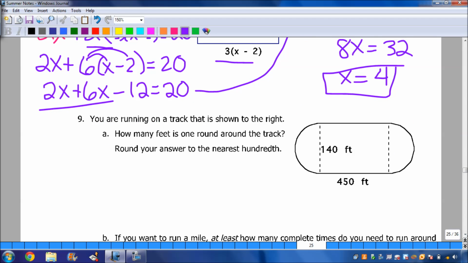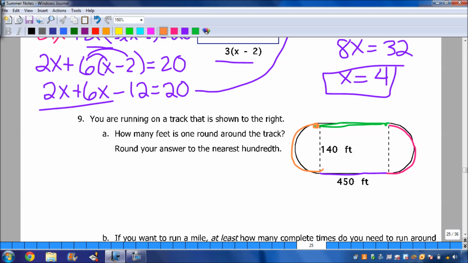You are running on a track that is shown to the right. How many feet is one round around the track? So basically all I'm trying to do is figure out how many feet there are from here to here, okay? And then how many feet there are from here to here, and then again how many feet there are from here to here, okay? And then lastly how many feet there are from here to here. That's one distance around the track, okay?